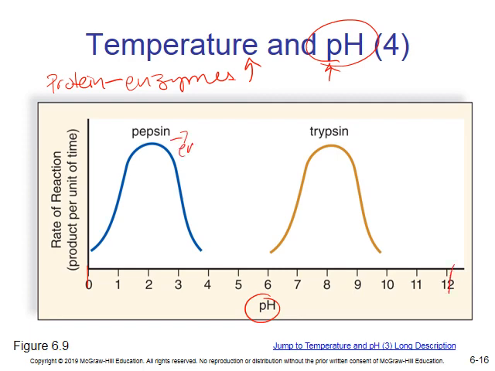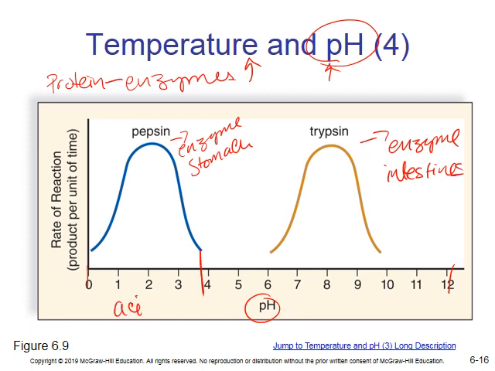Pepsin is an enzyme of the stomach, and trypsin is an enzyme of your intestines. So you can see, remember this is acidic and this is alkaline. You can see that in the stomach we have a pH environment of about 2. So this enzyme works best at about pH 2. It can still work in this range, but it works best at 2.